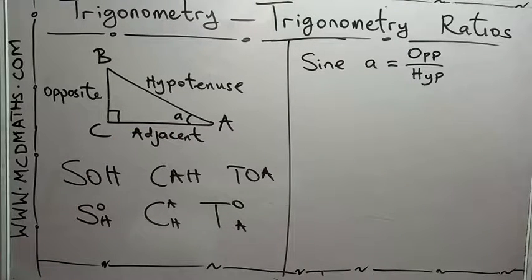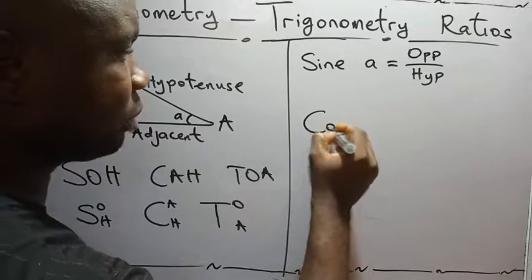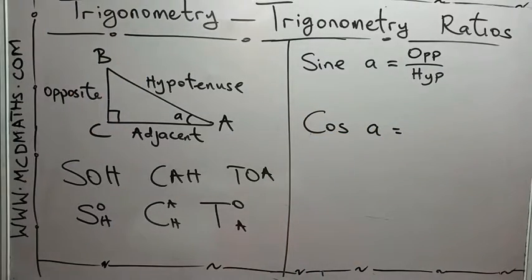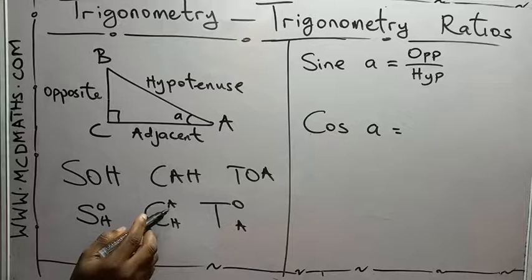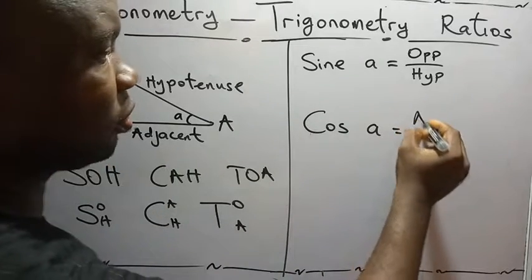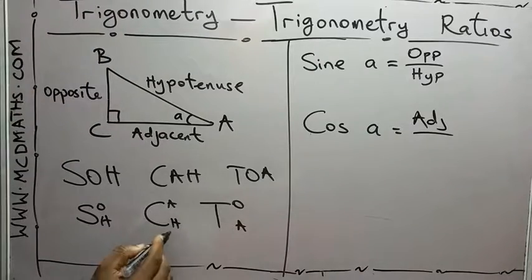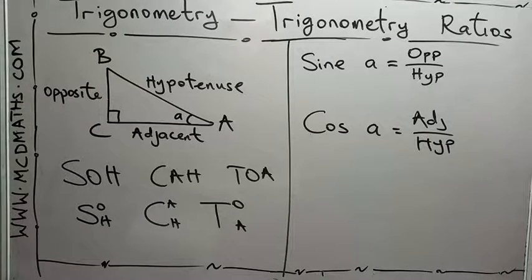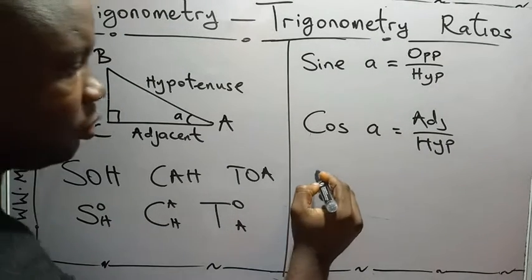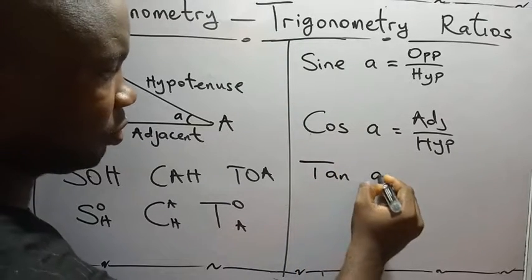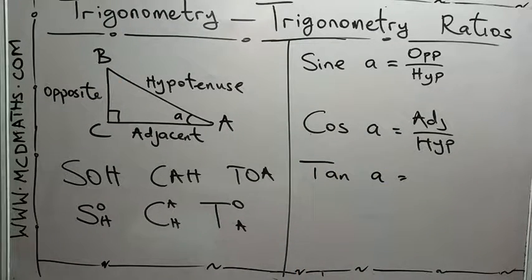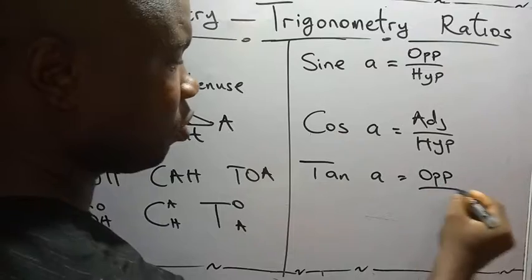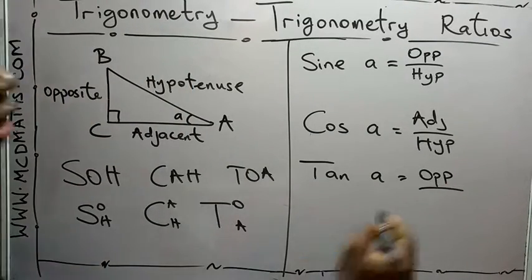Then the next is cos A. Simple. All these are relationships. Cos A on this angle is equal to adjacent, this is the adjacent, over hypotenuse. That's the hypotenuse. Then we have tan A. Tan A gives you opposite, which is this, over adjacent, which is this.